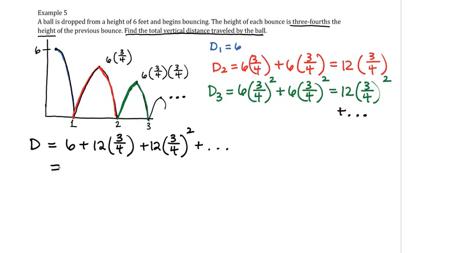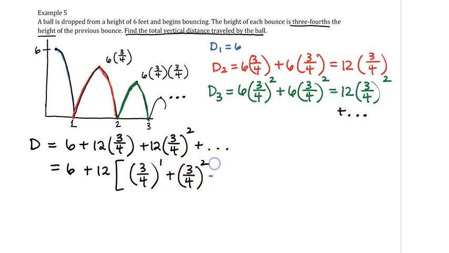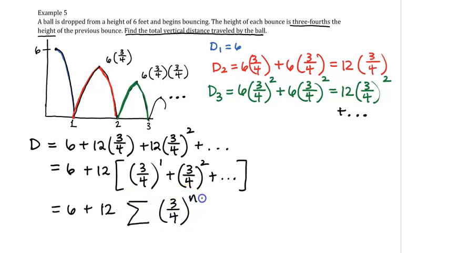Let's see if we can write this as a geometric sum. The 6 in the front, I'll just leave as a 6. Plus, inside here, we have a common factor of 12, and we're adding 3/4 to the first power, 3/4 to the second power, 3/4 to the third power, powers of 3/4. So this is 6 plus 12, a geometric sum with 3/4 as the ratio, and the index starts at 1.